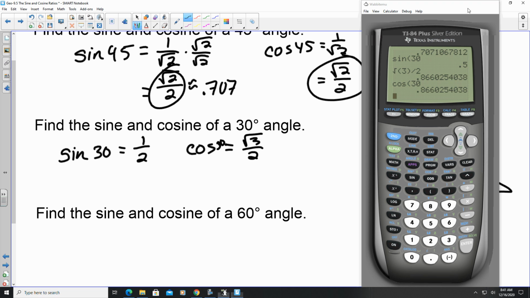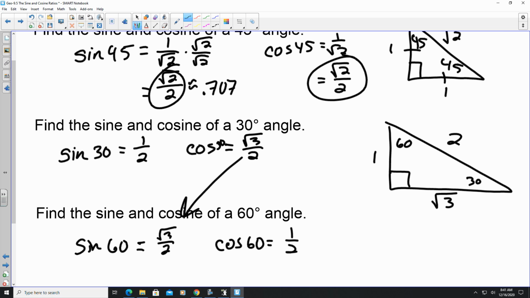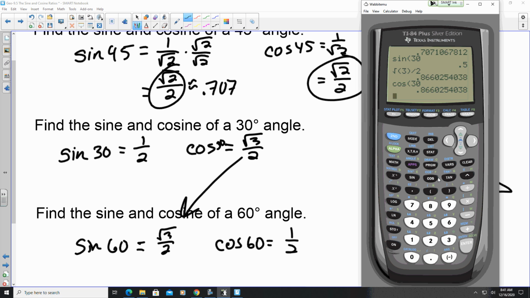All right, so now to finish up, sine and cosine of 60. So I got the sine of 60 degrees. That is going to be equal to square root of 3 over 2, which is, remember, kind of ties in with that one. So I'm led to believe that cosine of 60 is going to be 1/2. All right, just to double check it, let's go sine of 60, it should be that 0.866, which it is. Cosine of 60 should be 0.5, which it is.